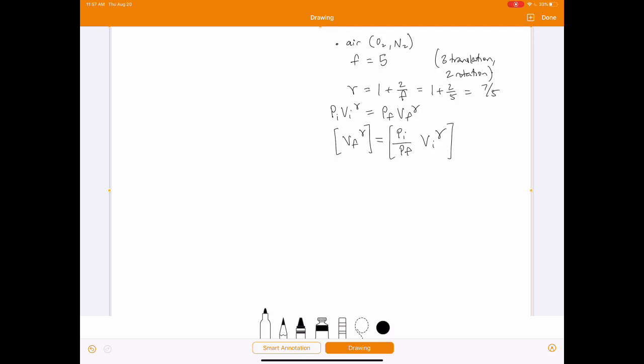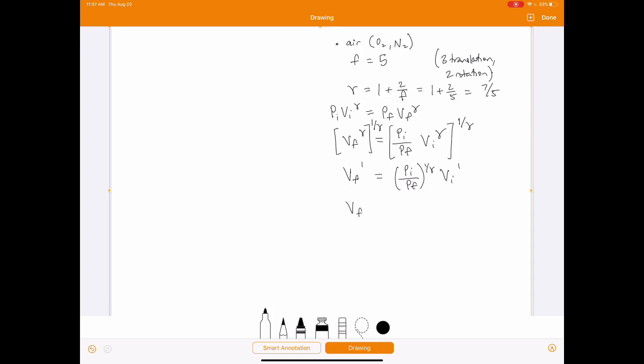So the way this is going to work is if I raise both sides to the 1 over gamma power, I multiply the powers on the left side, and I get gamma over gamma, so that's just 1. And on the other side, I have P initial over P final to the 1 over gamma power. And then I have V initial to the first power. So again, gamma times 1 over gamma just gives you 1. Okay, cool. So now we can put some numbers to this.